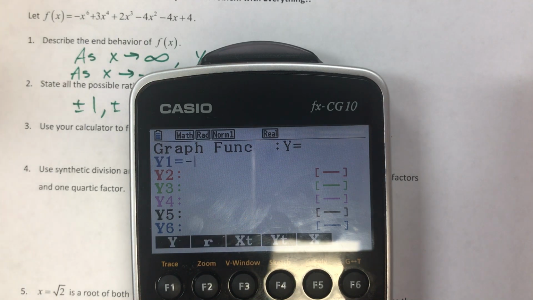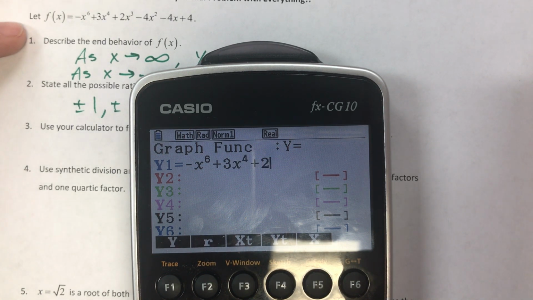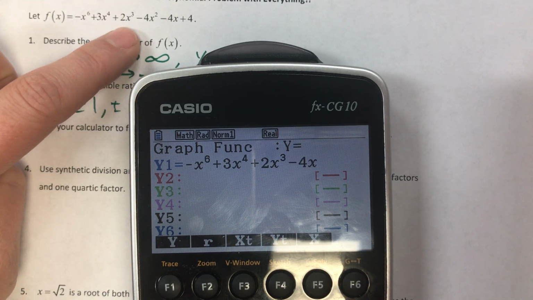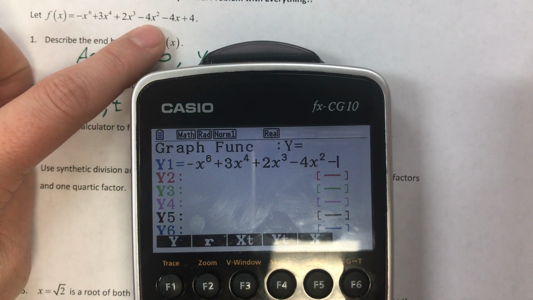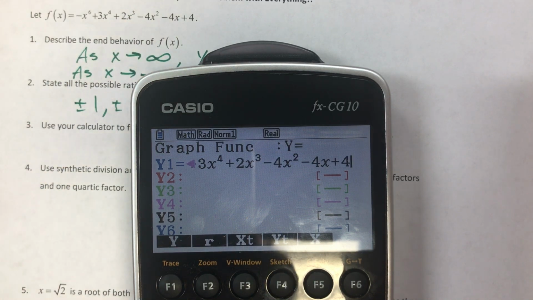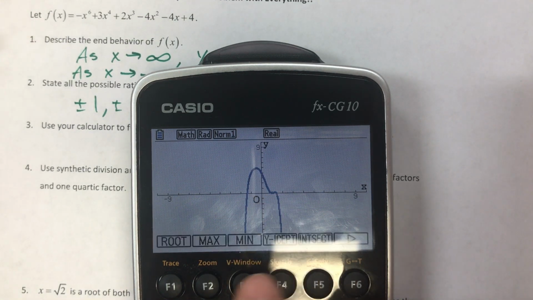Okay, I'm going to type in negative x to the 6th plus 3x to the 4th plus 2x cubed minus 4x squared minus 4x plus 4. Here's hoping I typed that in correctly. We're about to find out. When I look at that graph, I see a few things happening here. I can do G-solve and find those roots.